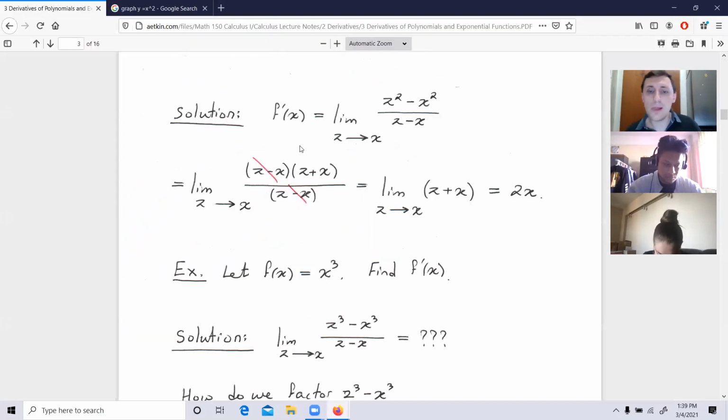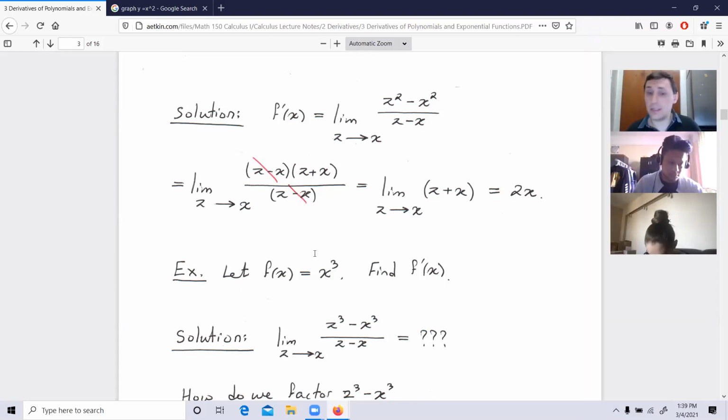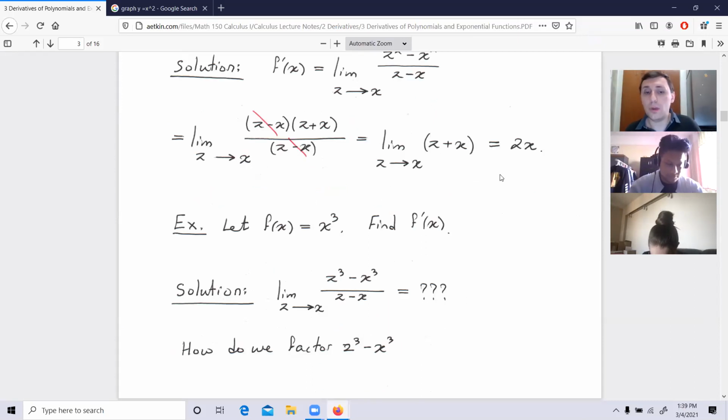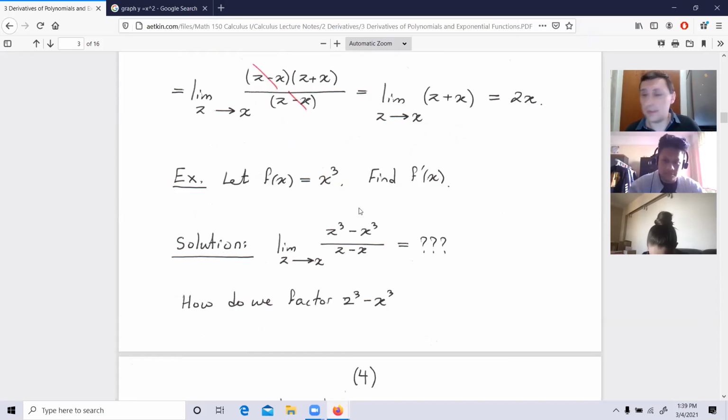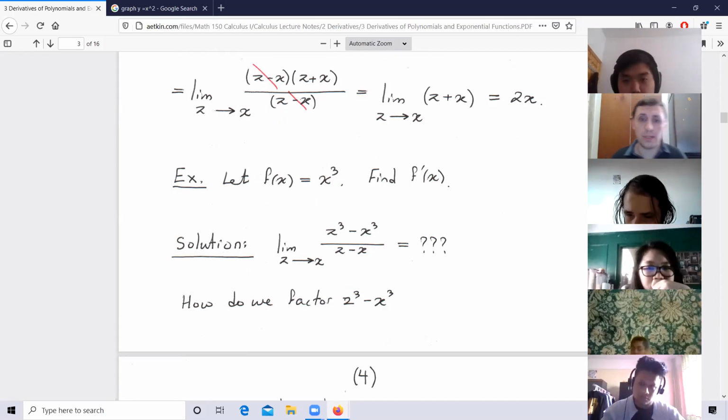All right. The slope of a quadratic is always twice the horizontal coordinate. That's based on that limit. Now, what about x cubed? How do we find the slope of x cubed? So what we do is we take the derivative formula. When we don't know something, guys, always go to the definition and do your best to extract the necessary information.